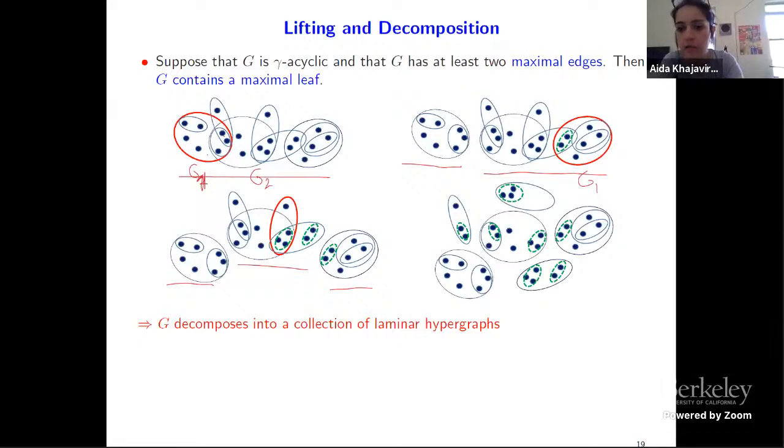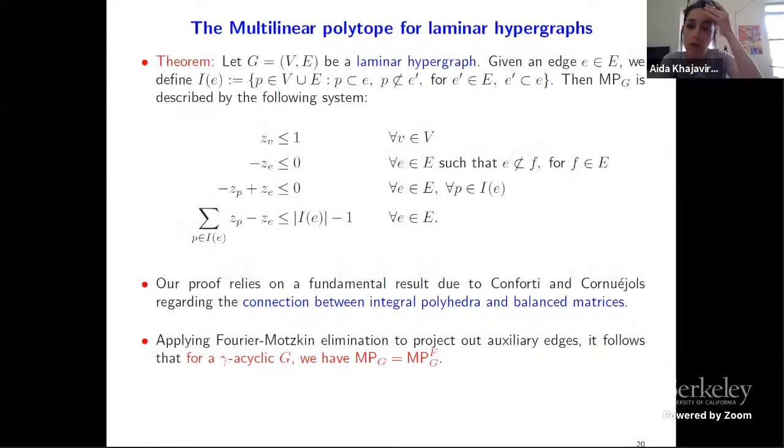So what that means is, if I can characterize the convex hull of a laminar hypergraph, I'm done. So far we showed that after adding at most, let's say, cardinality E edges to a gamma acyclic hypergraph, we can decompose it to a collection of laminar hypergraphs. All right. So what can we do with laminar hypergraphs? It turns out you can characterize the convex hull of the multilinear set of a laminar hypergraph directly.